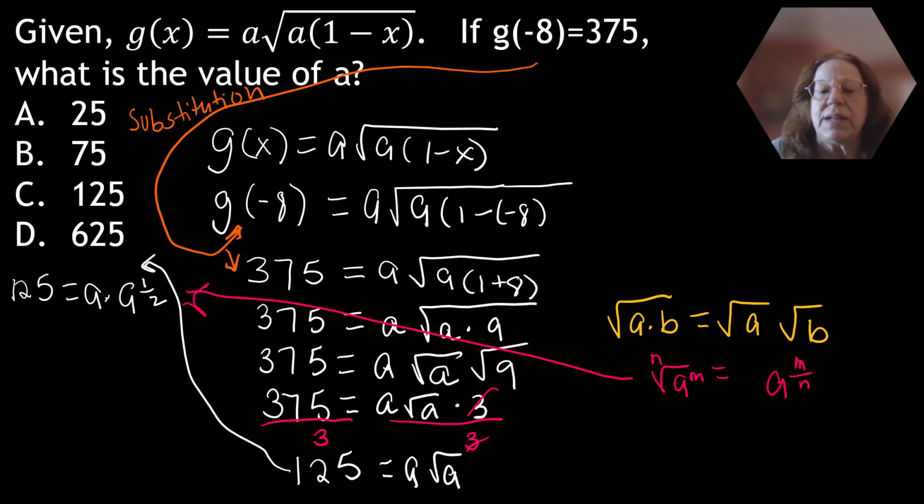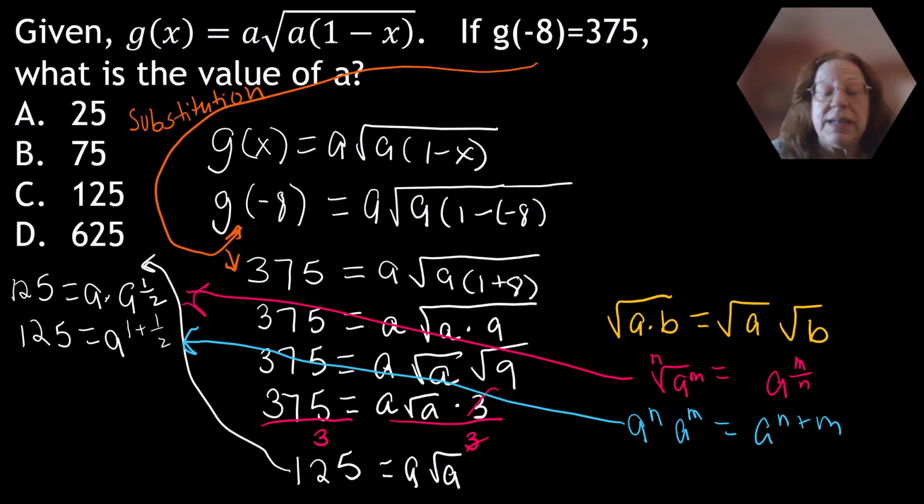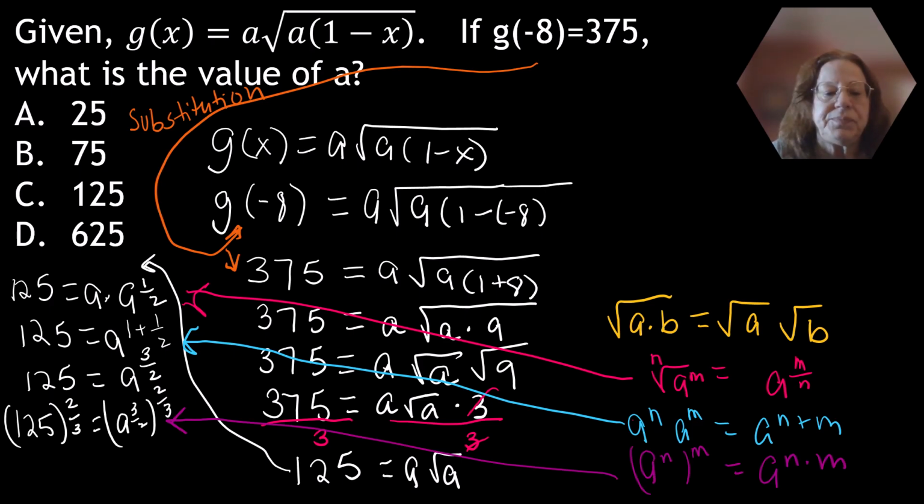Now we're going to use the fact that the nth root of a to the m is equal to a to the m over n. That's how I got the square root of a. Instead of square root of a, I put a to the 1/2. Also, a to the m times a to the n is equal to a to the m plus n, and follow that arrow over. So what I did was a to the 1 plus 1/2. And 1 plus 1/2 is 2 halves plus 1/2, which is 3 halves.